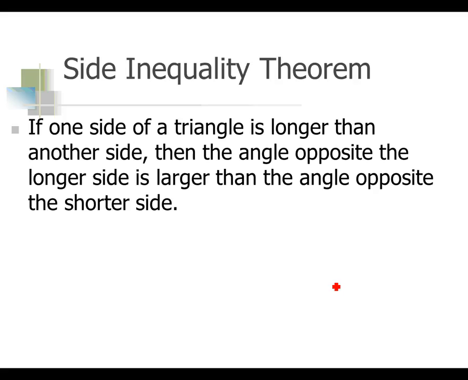The side inequality theorem gives us a way to figure out how the sides relate to each other if we know how the angles relate to each other and vice versa. So if one side of a triangle is longer than another side, then the angle opposite the longer side is larger than the angle opposite the shorter side. So the key to this is that we're looking for the ones that are opposite.